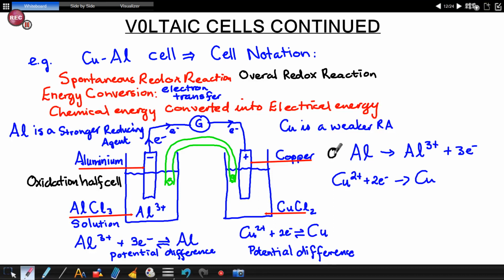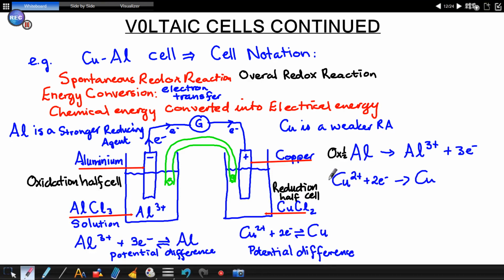Because that is where oxidation is taking place, and this is called the reduction half cell. Are you with me? Okay.